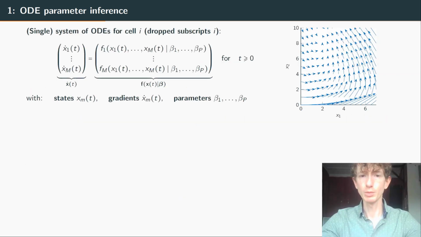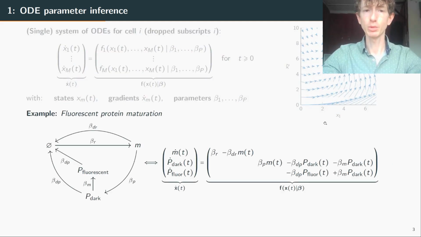Most of you will probably be familiar with this setup. We consider multiple states x with time gradients x dot and an equal number of right-hand side functions determined by parameters beta. Together they form a system of ordinary differential equations. Such systems can, for instance, be visualized with a vector field as shown here.